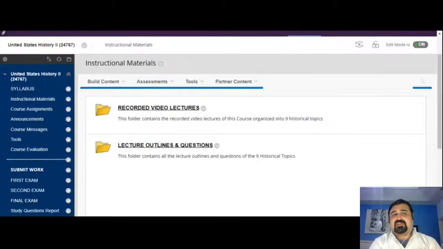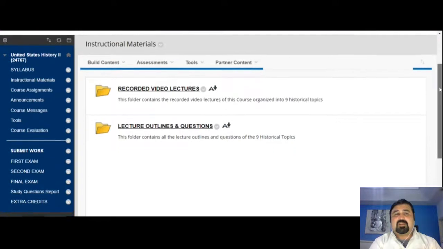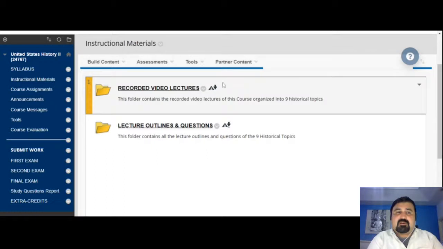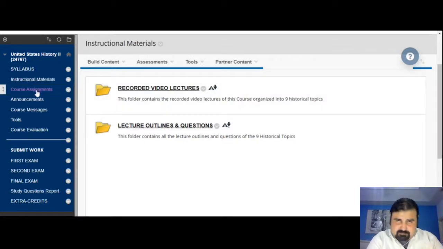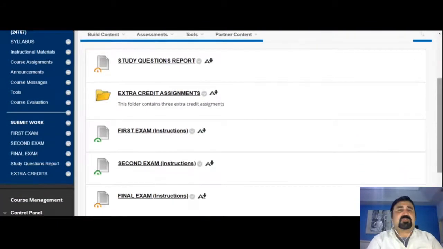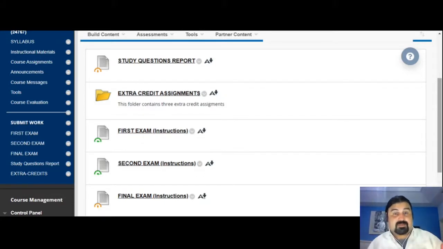Okay, so again, this is under instructional materials. You're going to find all of the recorded video lectures, but also the lecture outlines. There's also going to be a folder that is titled Course Assignments. Under instructional materials, when you keep on the bottom part, there's course assignments. Just below that link, you're going to find the main assignment for this course.